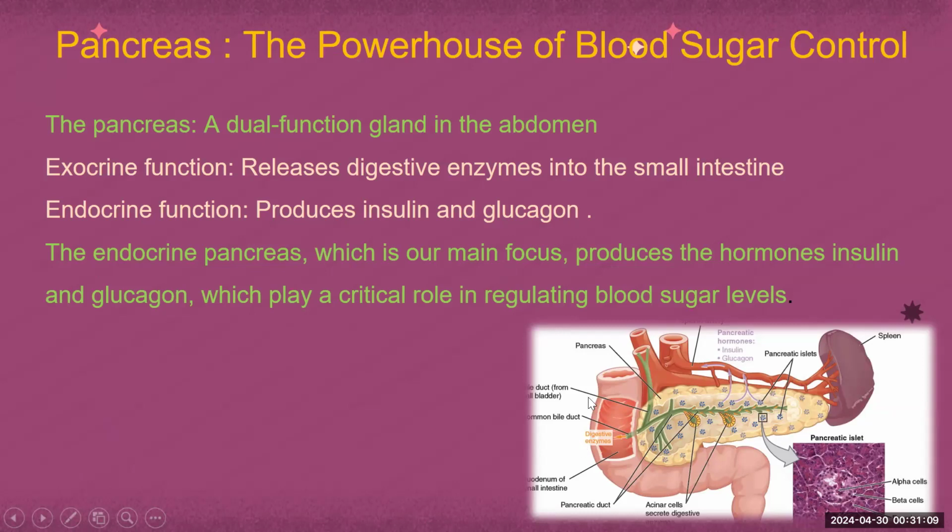So here, the pancreas, as I told you, is the major organ that we have today. It's a powerhouse of blood sugar control. The pancreas has a specific function because it works as an endocrine gland and an exocrine gland at the same time. So it has a dual function in your abdomen.